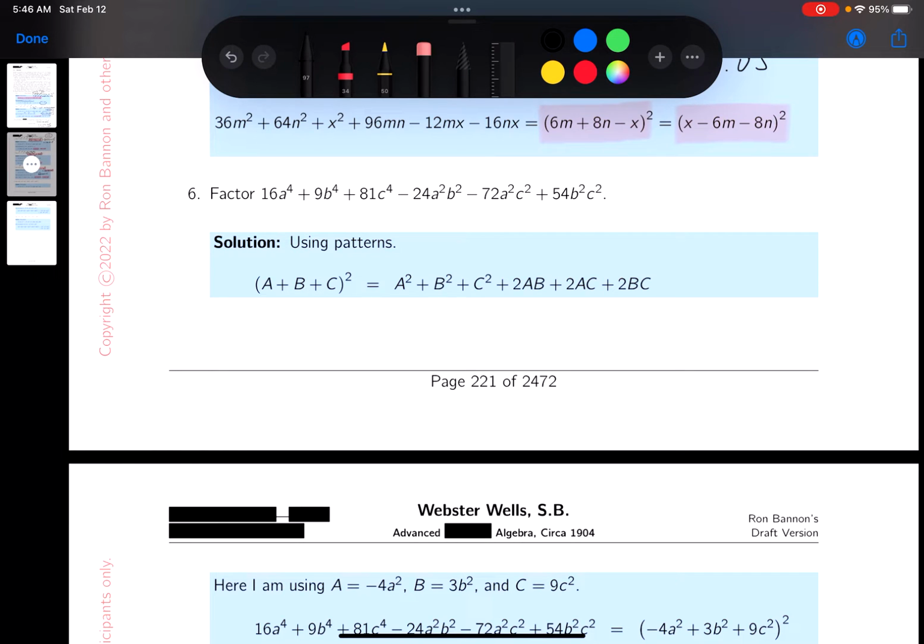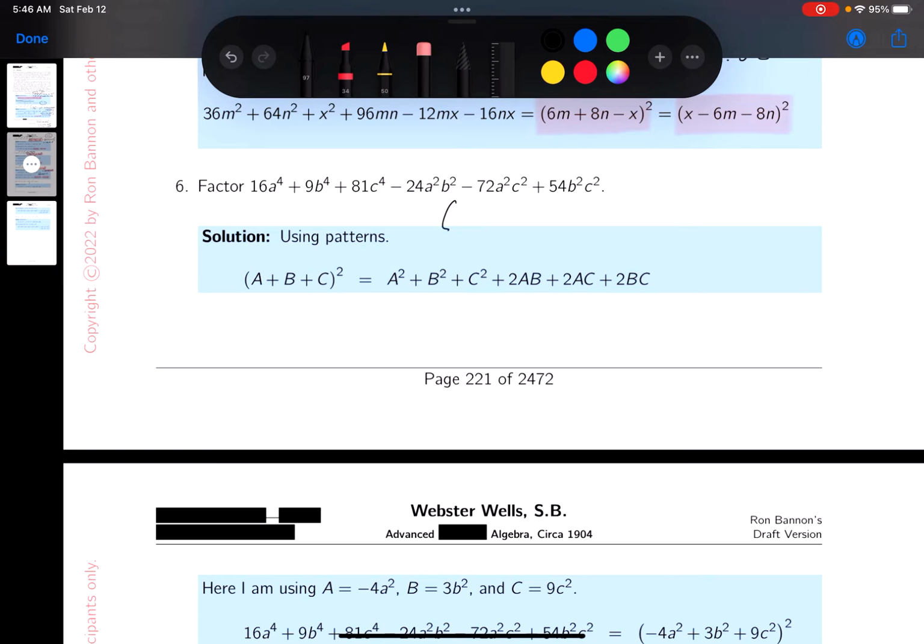Okay, the assumption is it's in nice order. If it's not allowed to rearrange it, let me take a look at it. And again, I'm just looking for a simple squaring pattern. And I can say 4a squared, we'll talk about signs later, 3b squared, and then 9c squared.